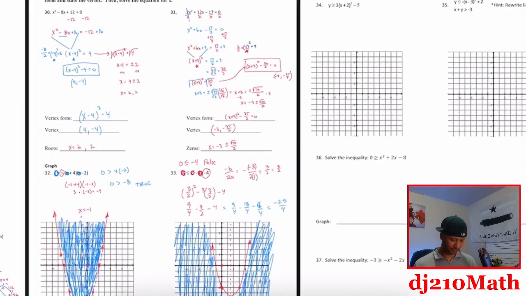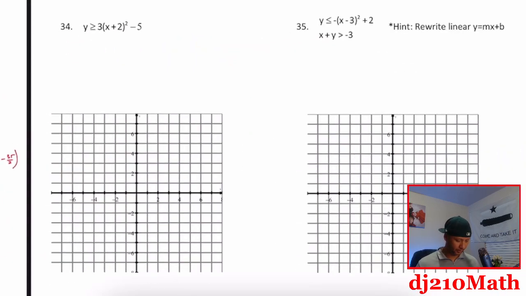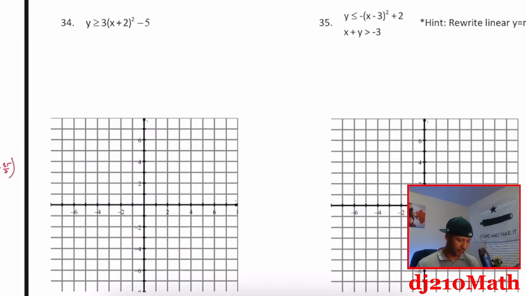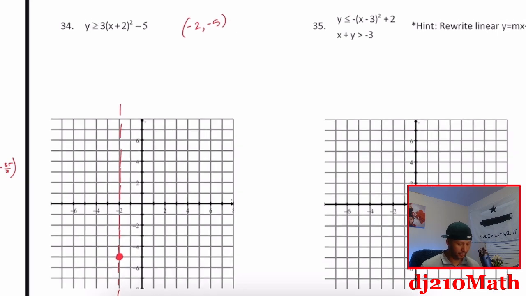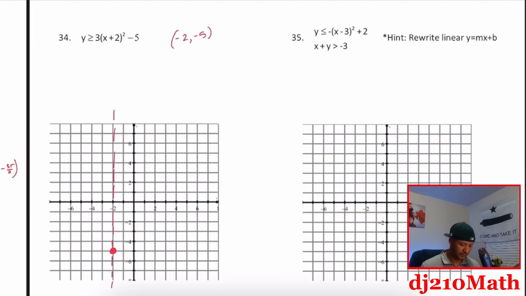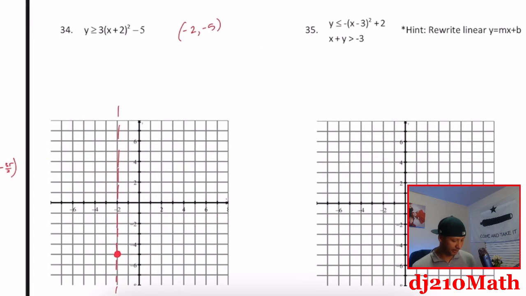Okay. To the back. 34. This is standard. Not standard. This is vertex form. Vertex form right away. So we see that the vertex is negative 2, comma negative 5. That's where the vertex is going to be at. So negative 2, comma negative 5. I know the axis of symmetry goes through that joker. And that's all I know.